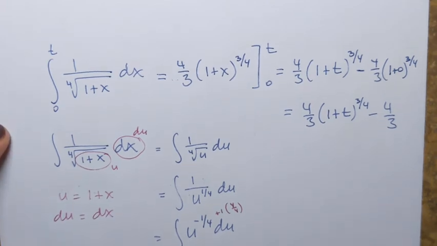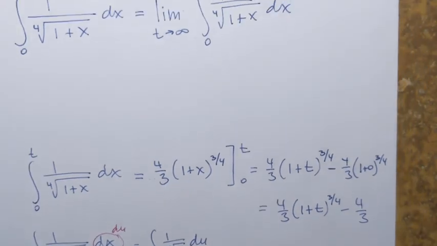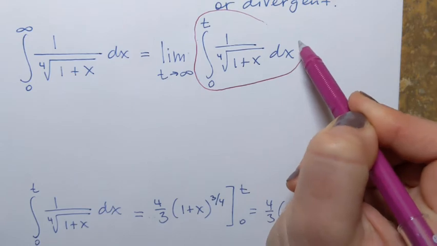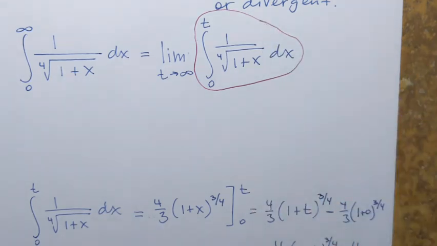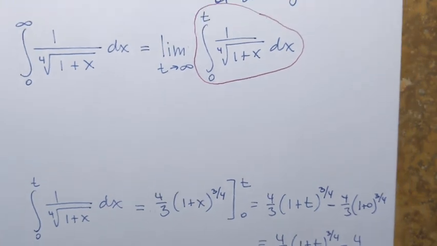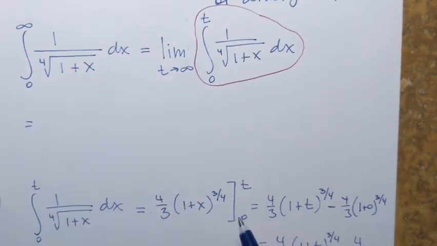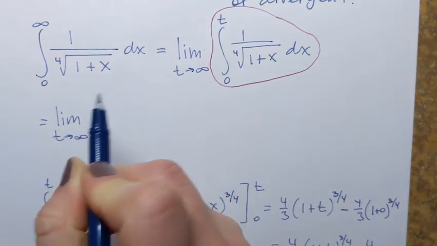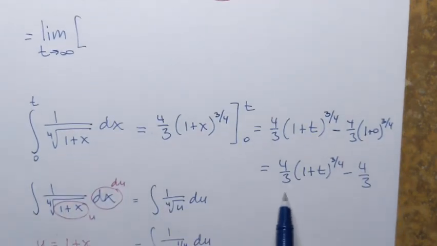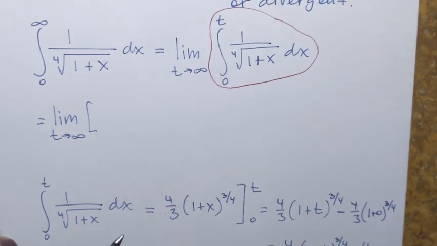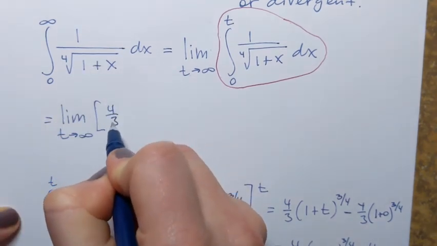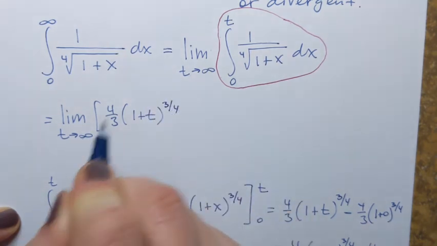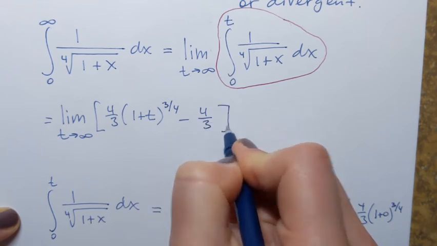So we just evaluated it. This is the result of this integral. It means that as I continue, I'll have to say we need to find a limit as t goes to infinity of this resulting expression. I'll copy it: 4/3, 1 plus t to the power 3/4, minus 4/3.